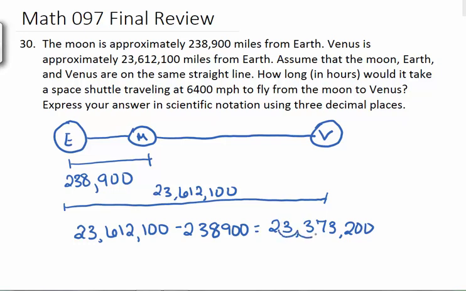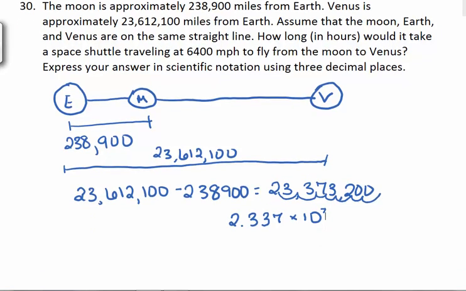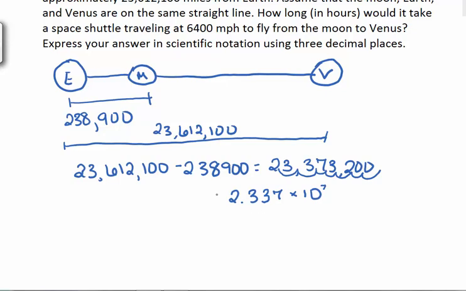We do want to convert this to scientific notation. So then we move the decimal place 1, 2, 3, 4, 5, 6, 7. So 2.337, I'm going to round here, times 10 to the 7th. We also know that the space shuttle is traveling at 6,400 miles per hour. So this one here is going to be equal to the distance. Our rate is 6,400, which, if we want to put this in scientific notation, is 6.4 times 10 to the 3.